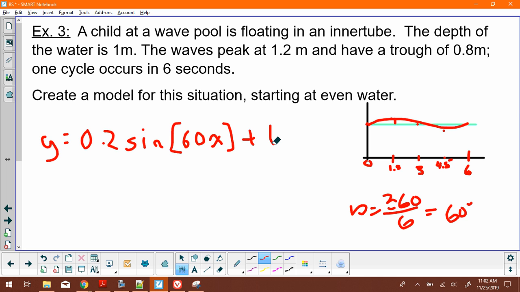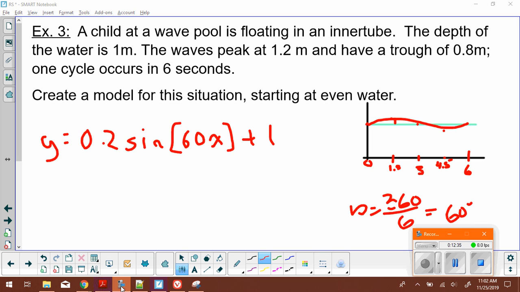So again, there's your summary of how to sketch sine and cosine curves and how to create their equations from a graph and from a word problem.